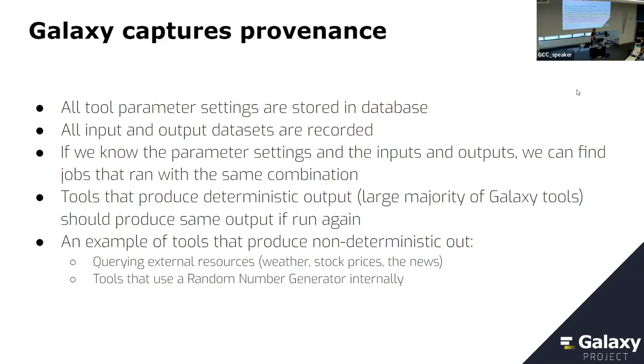So examples of tools that produce non-deterministic output, where we shouldn't be doing this, are tools that query external resources, like, you know, you want to check your weather, you don't want to check weather from yesterday. Stock prices, same deal, news, same deal. Or tools that use a random number generator internally, if that is important to you. So if you're doing statistical permutations, you don't want to cache them, right?